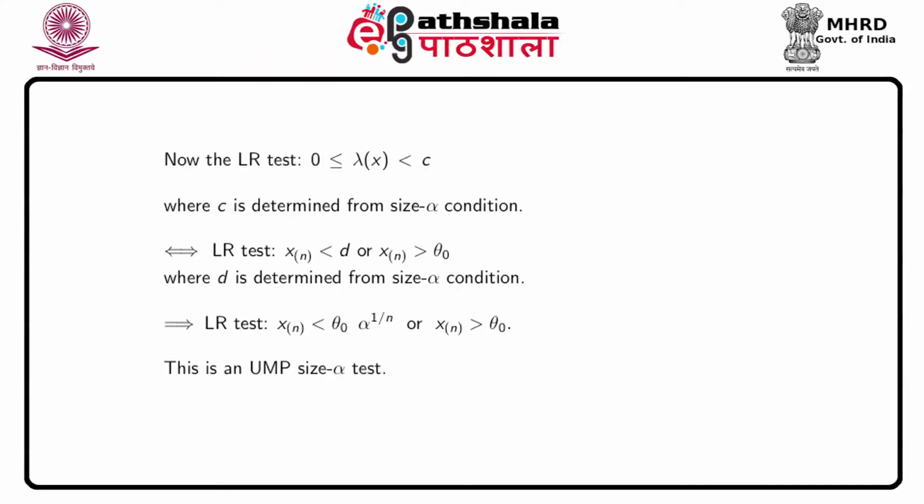So this implies, on simplification, the LR test becomes the set of those x order n such that x order n is less than theta naught times alpha to the power 1 by n, or greater than theta naught. Naturally, we can remember that this is a uniformly most powerful size alpha test.